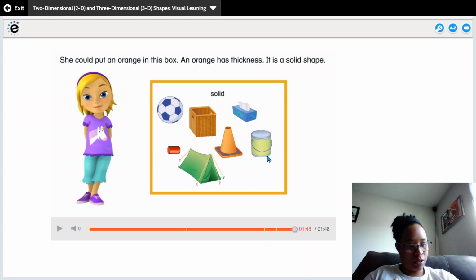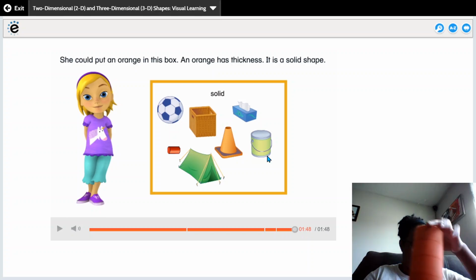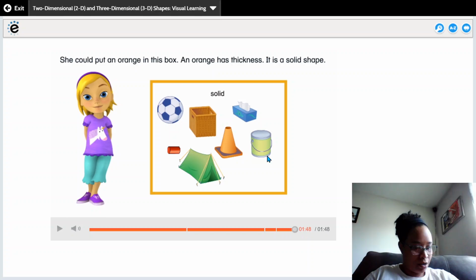Is an orange a cylinder shape? Cylinder. Is an orange a cube shape? Cube. Or is an orange a sphere shape? Yes, an orange is a sphere shape. Good job, my friends.